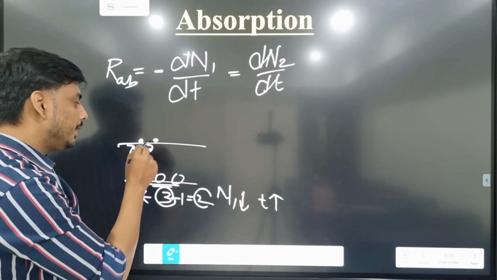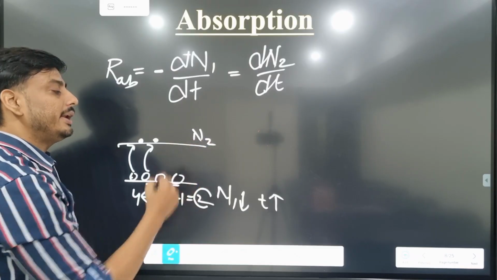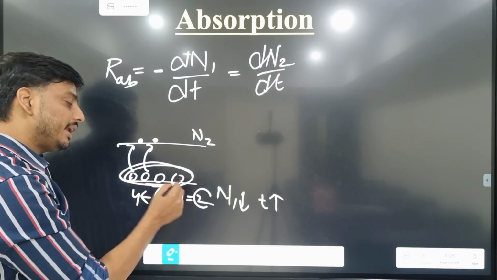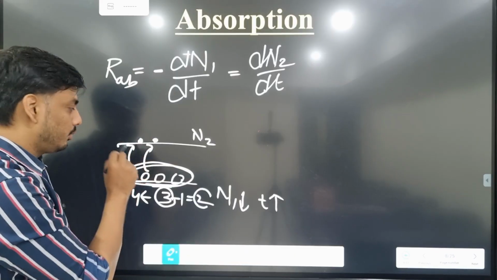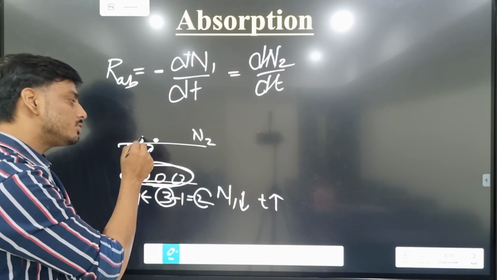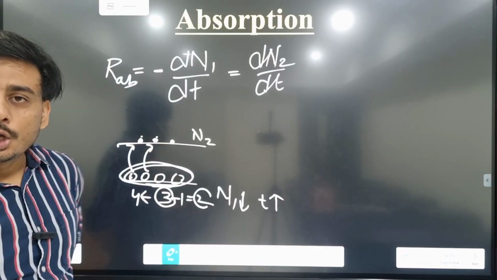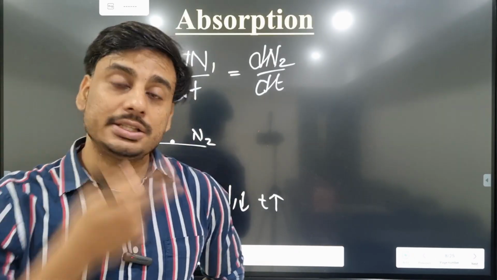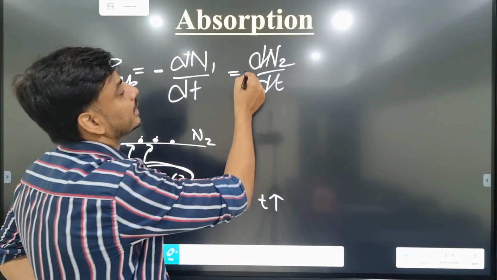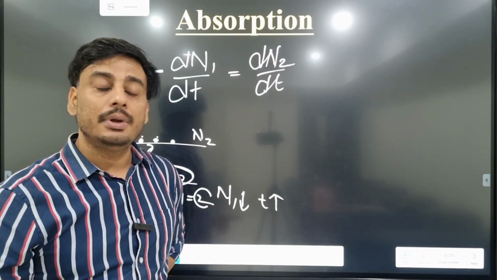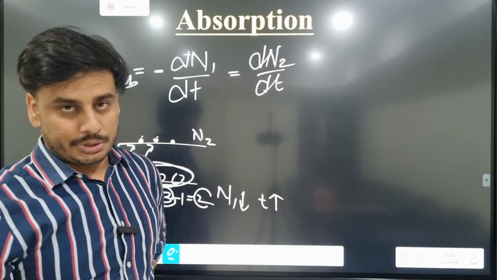But here you can see N2 represents the number of particles in the higher energy state. When all the particles are in ground state, let the number here be N2. Now the number will be N2 plus 1, then N2 plus 2. If another particle jumps, N2 plus 3. So the number of particles gradually increases in the higher energy state. For that reason here there is no negative sign. N1 decreases with time, N2 increases with time.